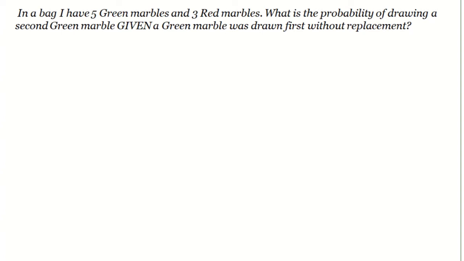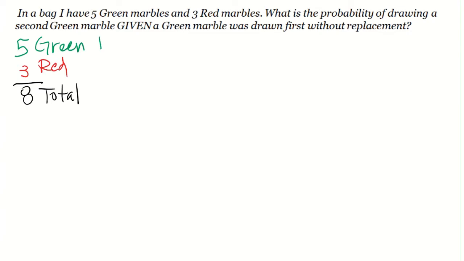So let's write down what we've been given. We have 5 green marbles and 3 red marbles. So that means I'm going to have a total of 8 marbles. So 8 possible outcomes is going to be my sample space. So that tells me that my probability of drawing a green is going to be 5 out of 8. And the probability of drawing a red is going to be 3 out of 8.